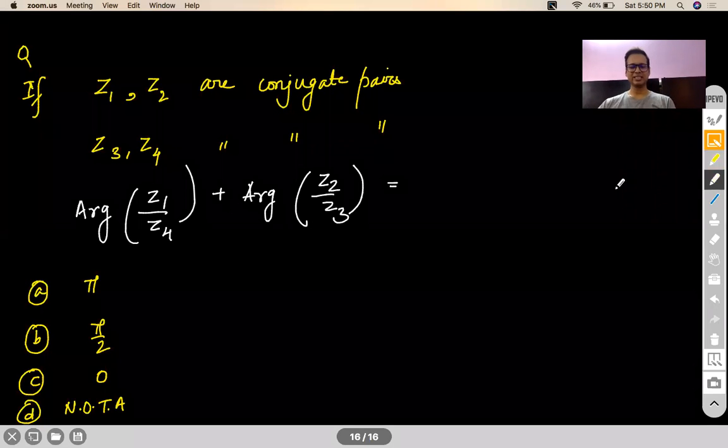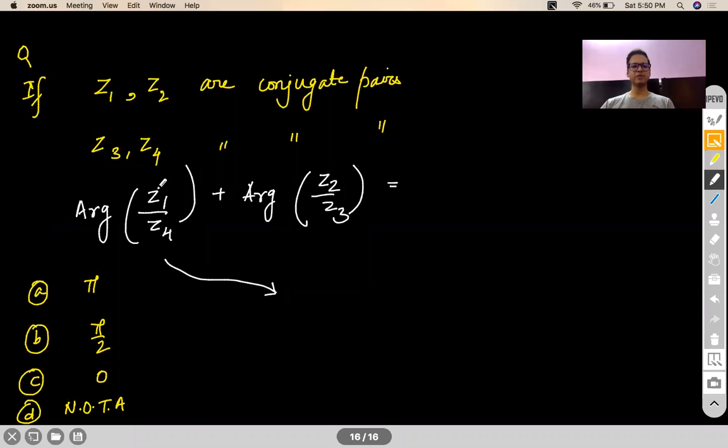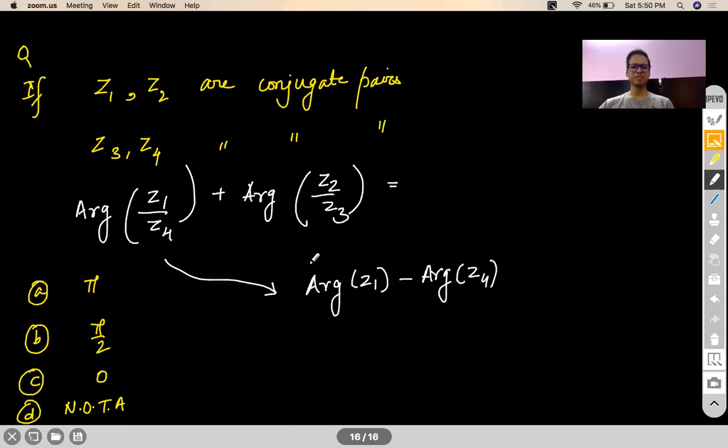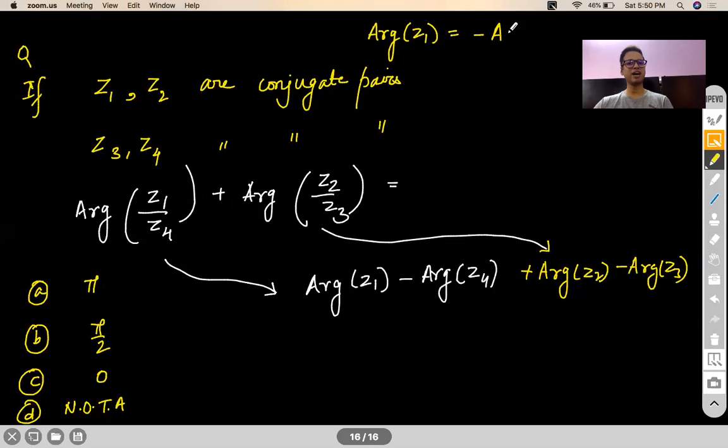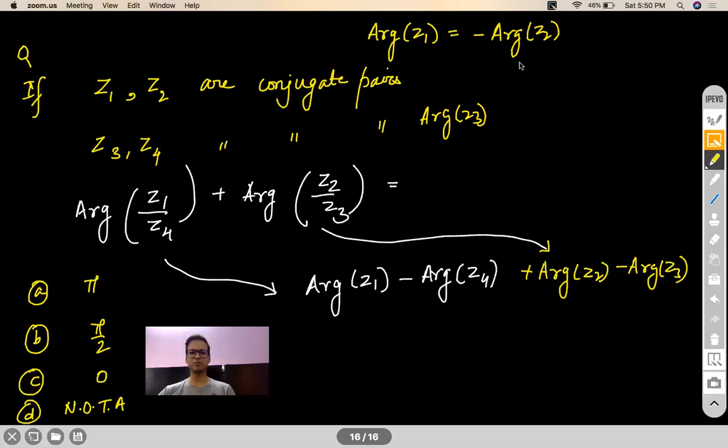Okay, now let's see. We have already discussed that when you're dividing one complex number by the other and taking the argument, just like your log properties, you can write it like this. Correct? Similarly, this can be written as argument Z2 minus argument Z3. Let's not forget that Z1 and Z2 are conjugate pairs. So argument Z1 is negative of argument Z2. Right? Similarly, argument Z3 is negative of argument of Z4.